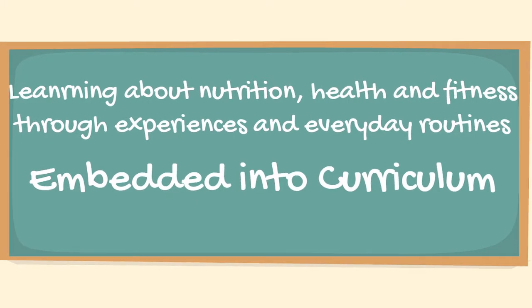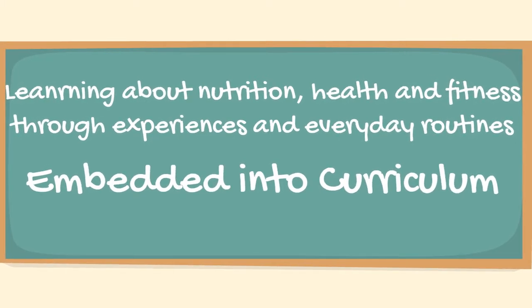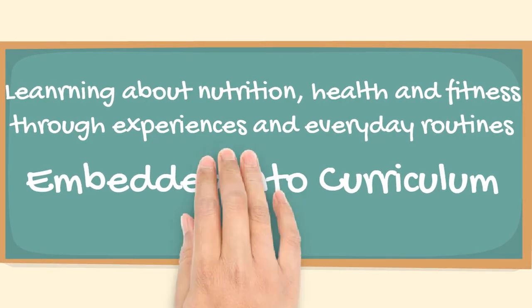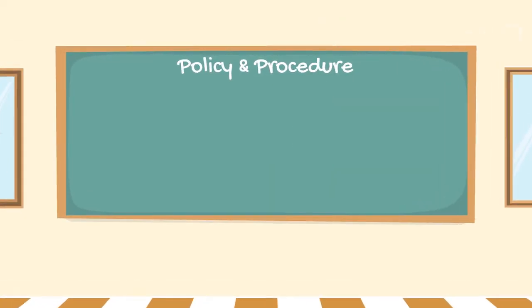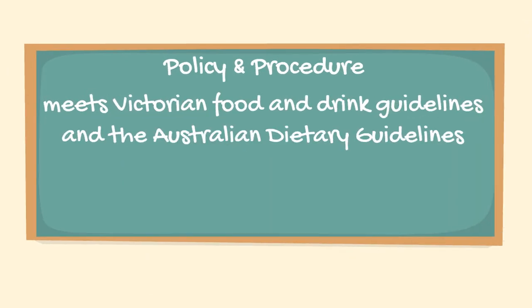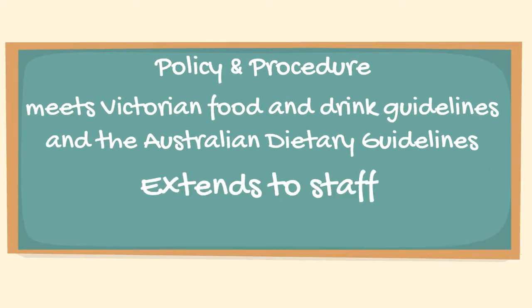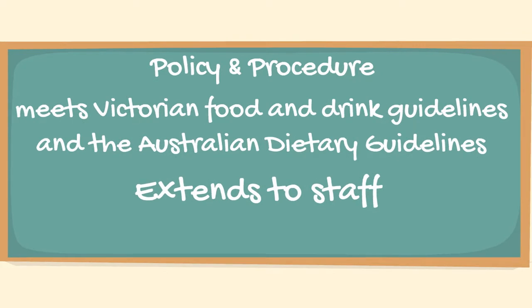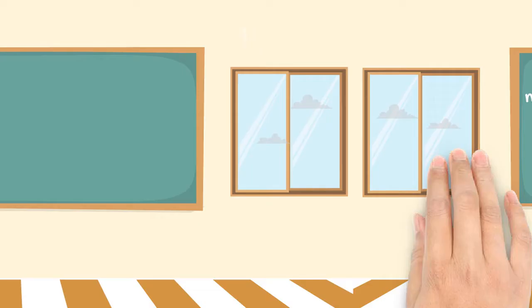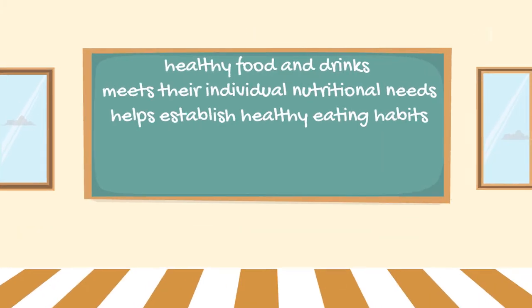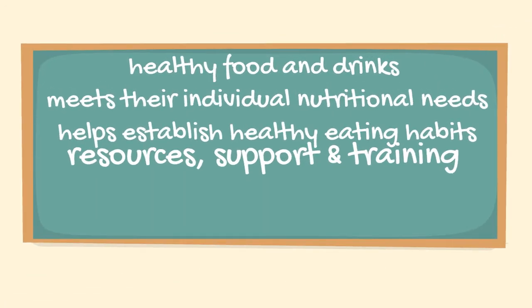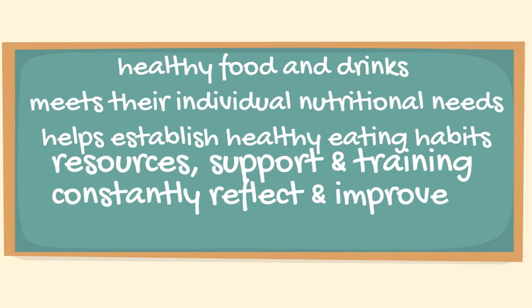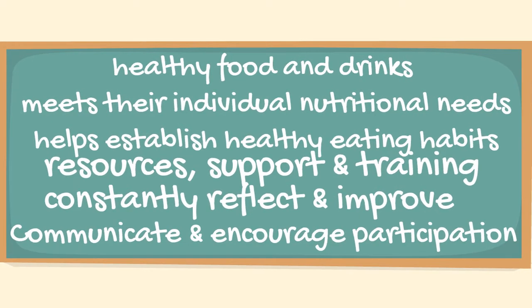In practice, this can be seen by implementing, following and displaying a healthy eating policy which encompasses all nutritional aspects of the service. The menu of the service will also support a healthy lifestyle and meet Victorian food and drink guidelines and the Australian dietary guidelines. Services that are proficient in this area will often extend the policies to staff members. Children should be provided with healthy food and drink that meet their individual needs and help establish healthy eating habits. Services may also provide resources and training to support their staff. They will ensure all processes are reflected upon and communicate and encourage participation with family members.